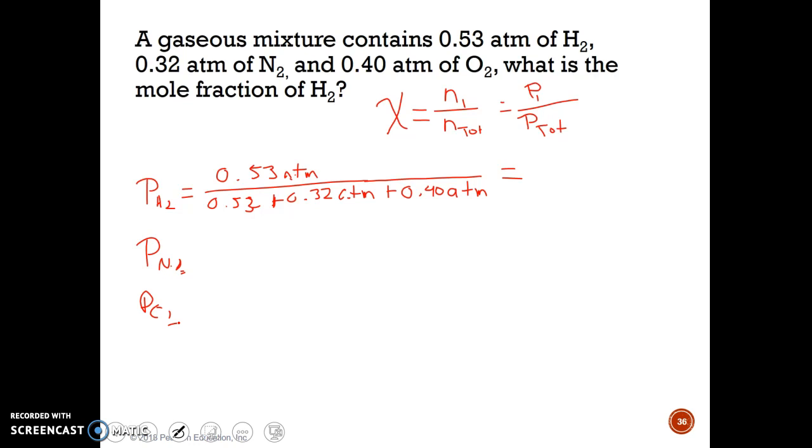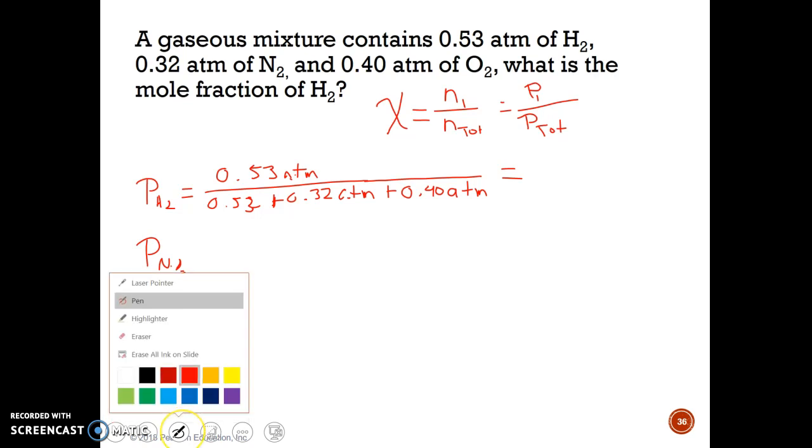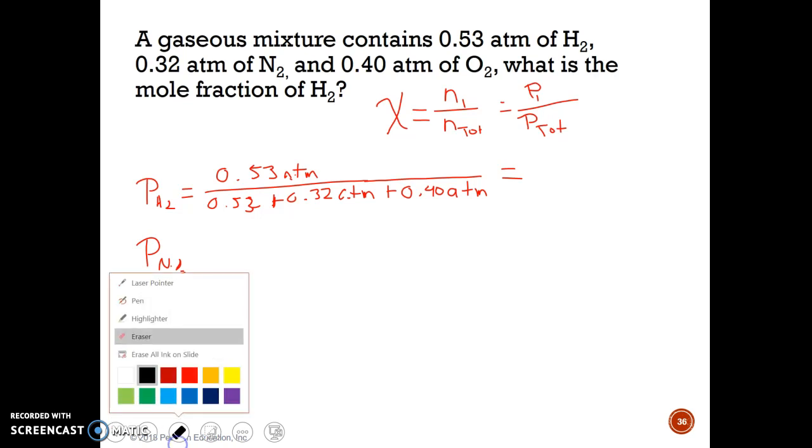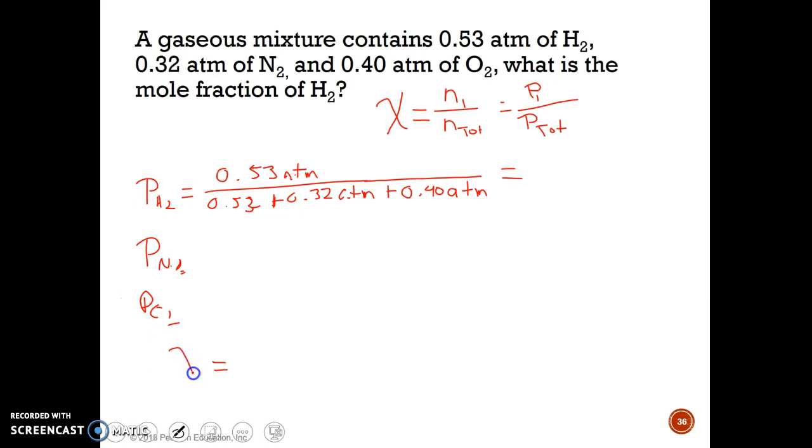And what we'll notice, though, is that the mole fraction, because it's a fraction, has to equal 1. Because it's a fraction, so you have parts over total.